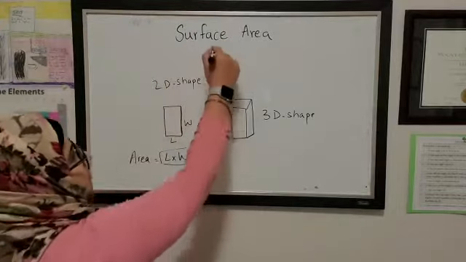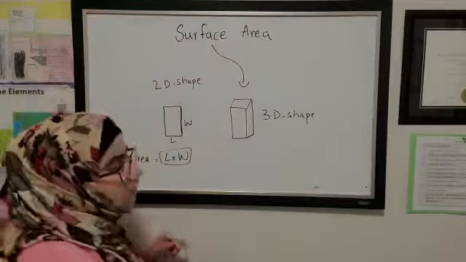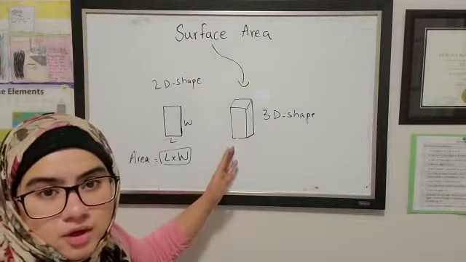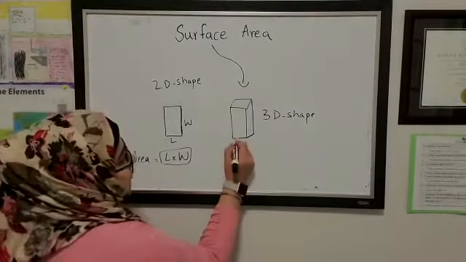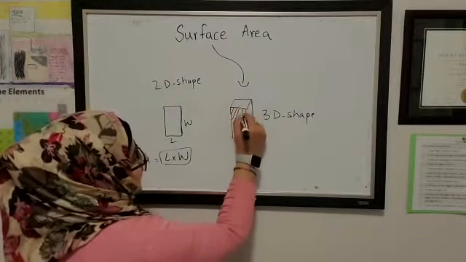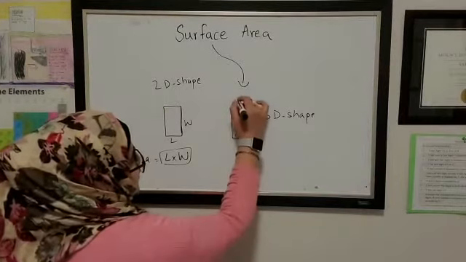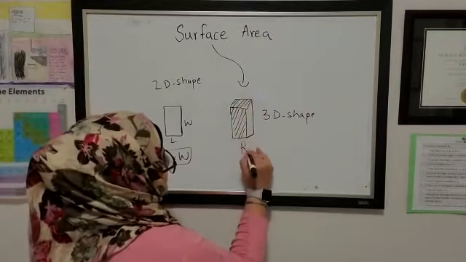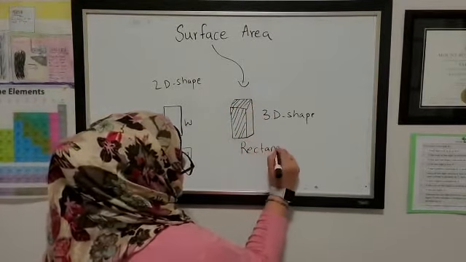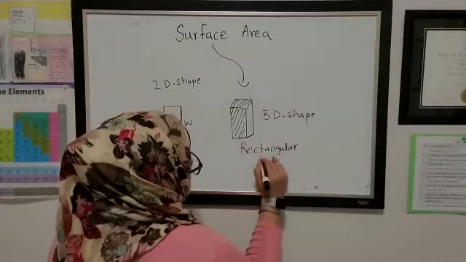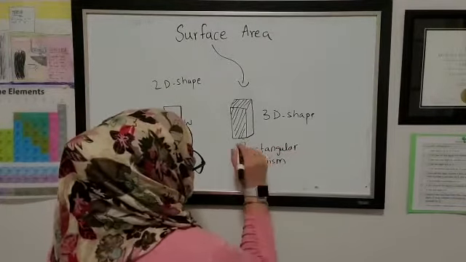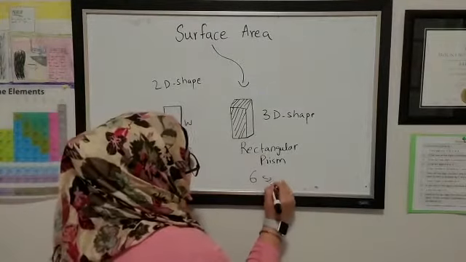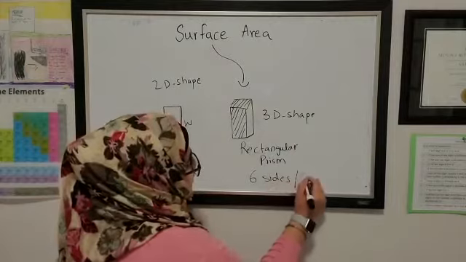Surface area, we use to find the area of 3D shapes. The easiest way to find the surface area is to find the area of each individual face. This shape is called a rectangular prism, and we know that a rectangular prism has 6 sides, or 6 faces.